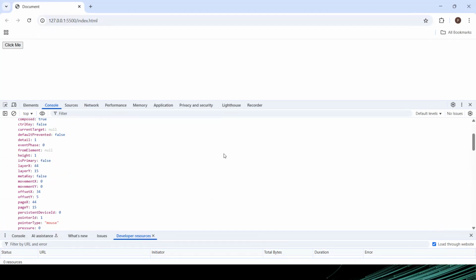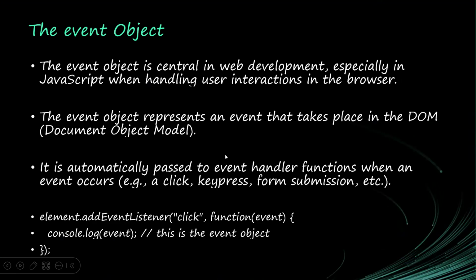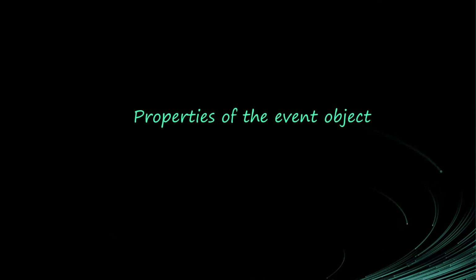Let's study this event object, see the kind of properties that are mostly used and also the methods. So let's take a look at the properties of this event object. The first one is the type. Now, when you actually handle an event or listen to an event, the event object that was passed to your handler function would give you the type of event that actually happened.